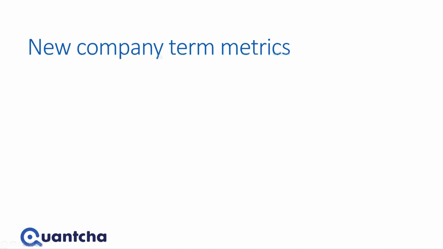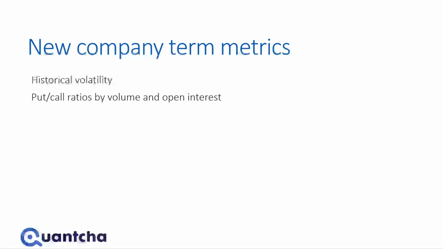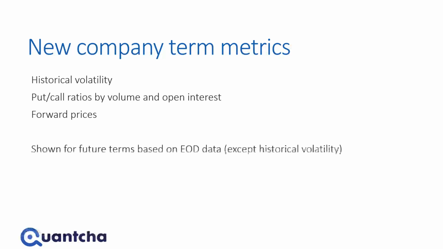Another thing we've done is add a few new company term metrics, including historical volatility, which, as you'd expect, is the volatility over a given term. I'll give you an idea where this fits in a second in the demo. We've also got put-call ratios that we're sprinkling throughout the platform, and I'll show you that as well. We've got forward prices that are also added to the term metrics. For all of these, we're showing them based on future terms, based on the end-of-day data from the most recent market day, except for historical volatility, which is using past terms.